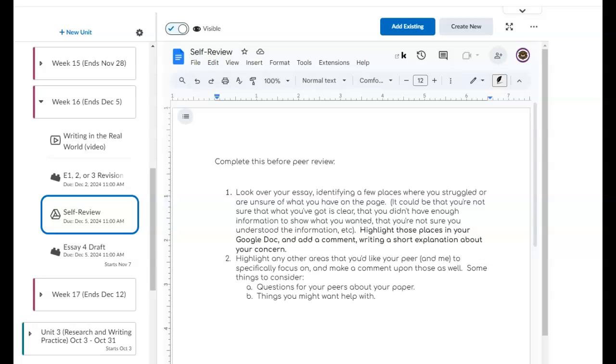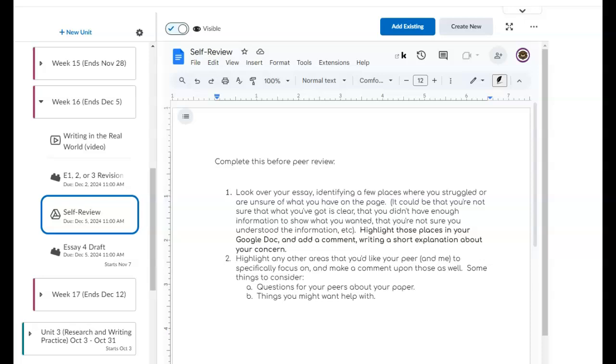So highlight anything you want some specific feedback on. Put some questions in there for your peers about your paper. What do you think about this? I'm concerned about this, these sorts of things. And then things you might want help with, okay? I'm going to read these and respond to them as I give feedback as well, okay? So that draft, of course, due on Thursday, December 5th with the comments in it.